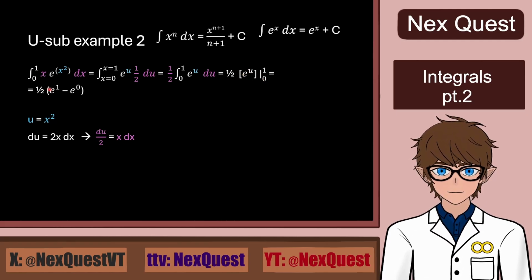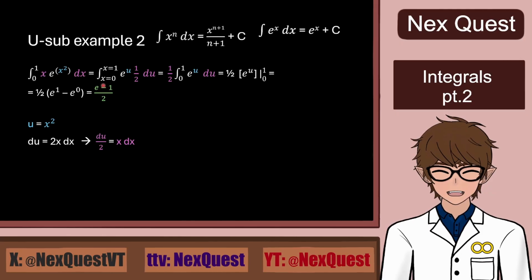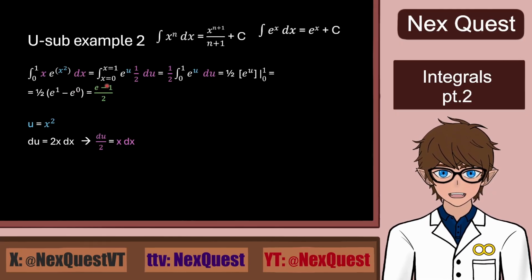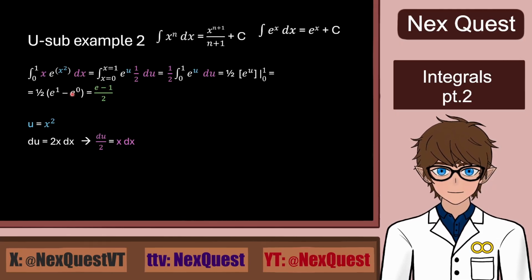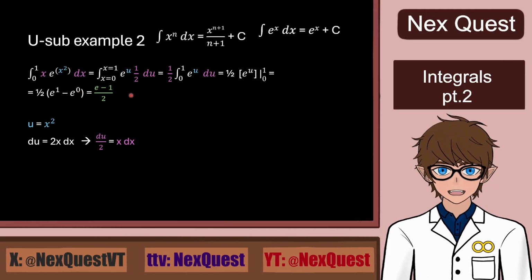So basically, e to the power of 1 minus e to the power of 0 is inside the brackets, times 1/2 overall. e to the power of 1 is e, e to the power of 0 is 1, so our result is (e minus 1)/2. Since it's definite, we don't need a plus c.